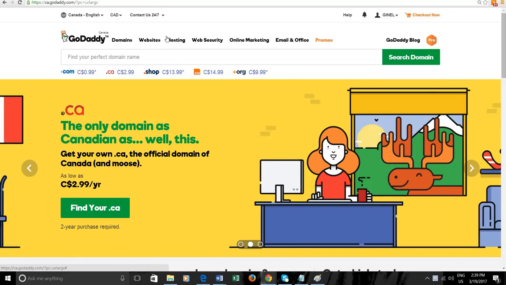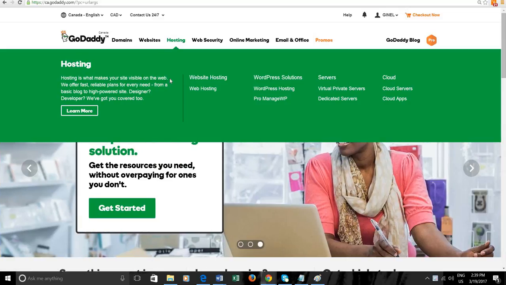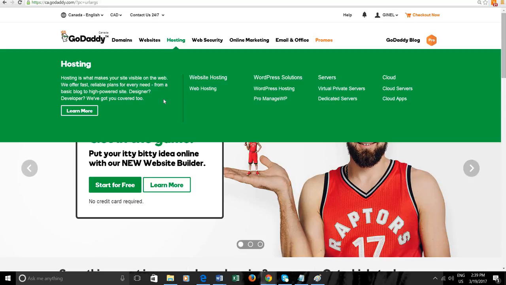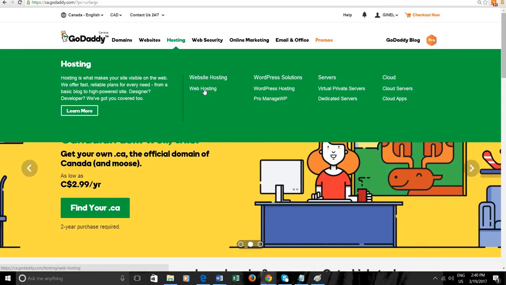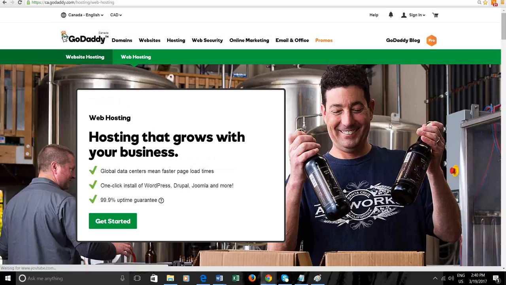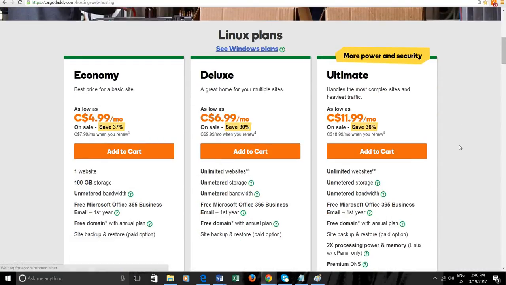Here's their hosting section when you go to GoDaddy.com. And it tells you, hosting is what makes your site visible on the web. So basically, without hosting, you won't be able to see your site online. So it is a definite when you need a new website that you need to be up and running. So I'm going to go here to their web hosting packages and let you know some information on the packages and which would be the best for your company or your website.